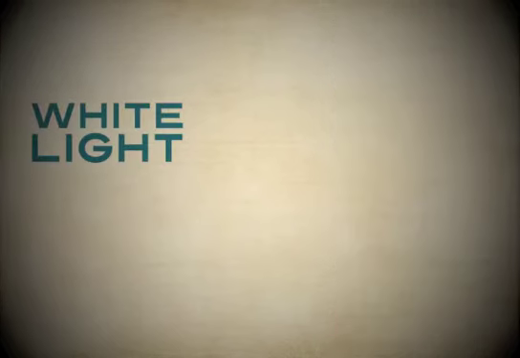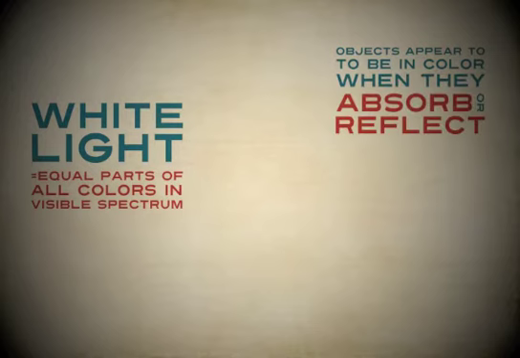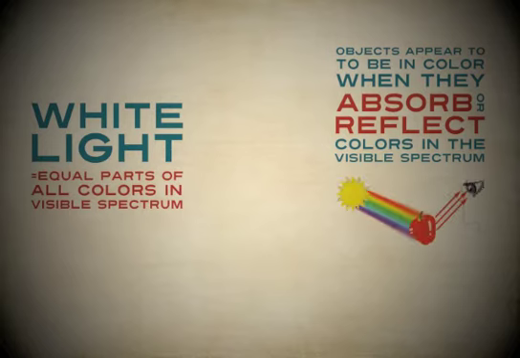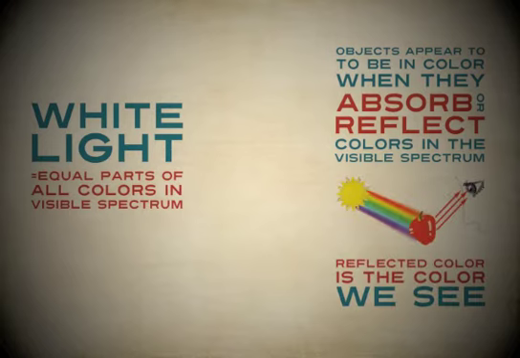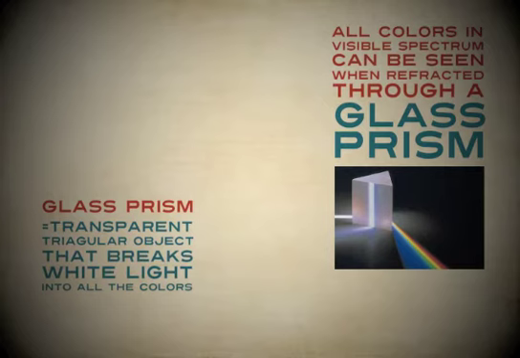Color occurs when white light, equal parts of all the colors in the visible light spectrum, strike our eyes. The objects that we see have no color of their own. They appear to be in color when they absorb or reflect one or more of the colors in the visible light spectrum. The colors that are reflected off the object are the colors we see. All of the colors in the visible light spectrum can be seen when refracted through a glass prism, a transparent, triangular object that breaks white light into all the colors in the visible light spectrum.